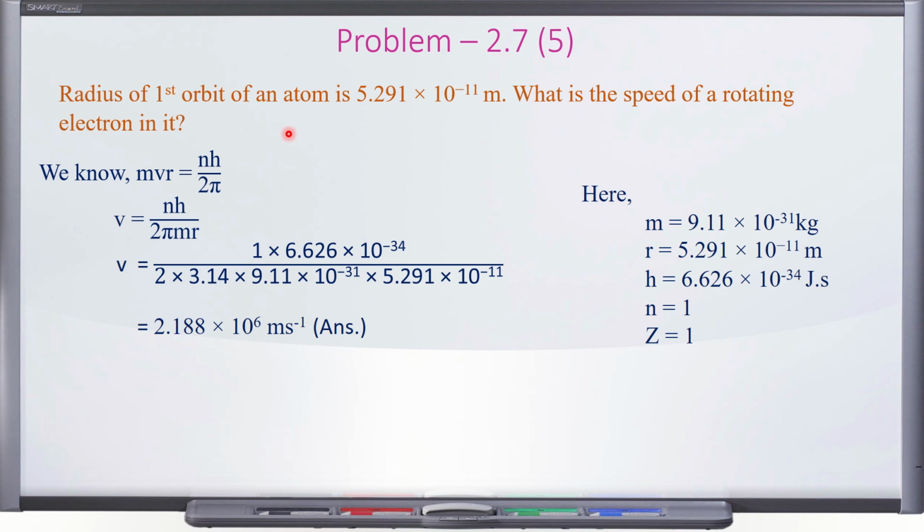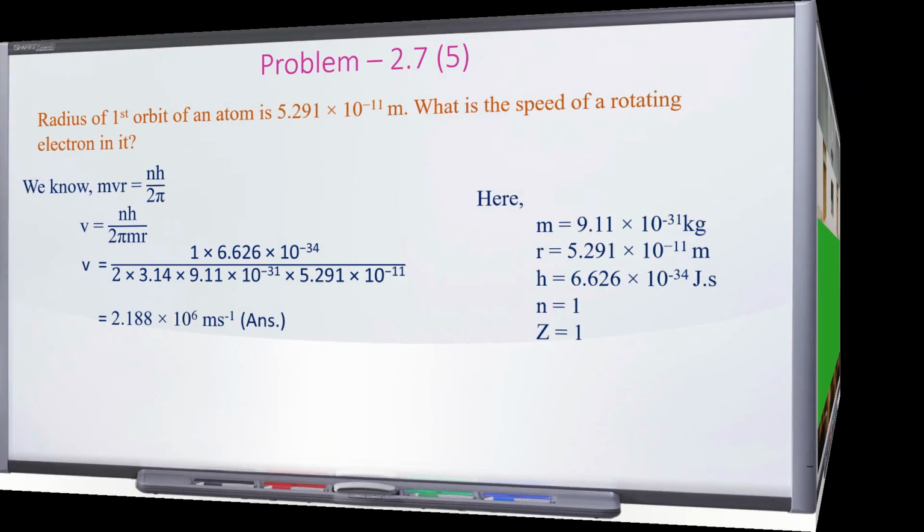So by using any formula you can do the math, but if the radius was not given, then you cannot use this formula. You have to use the formula that we have learned in this class.